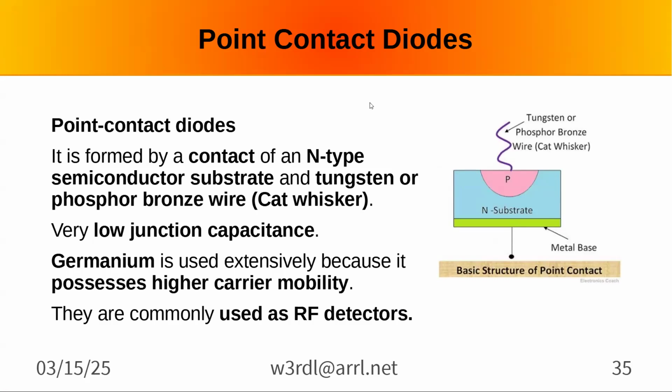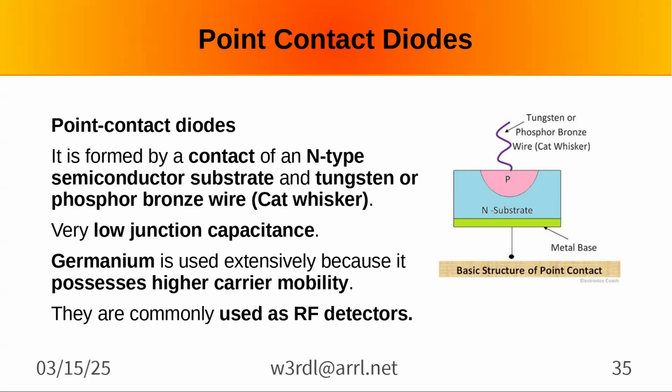Appreciate it. Okay. Point contact diodes or cat whiskers. It's kind of a normal p-n junction, except they use this little tungsten wire, or I guess sometimes phosphor bronze, to make contact with it. I'm not exactly sure what that does. And they also typically make them out of germanium.